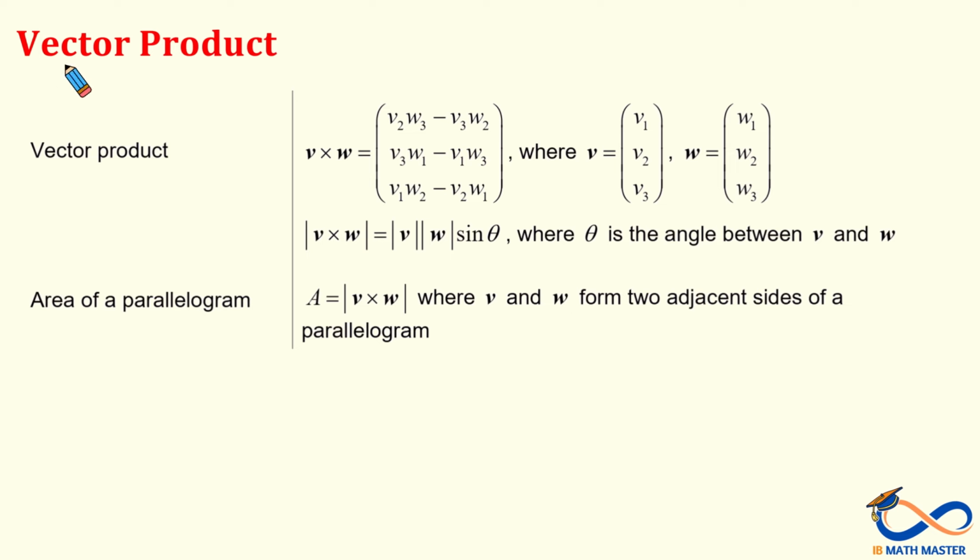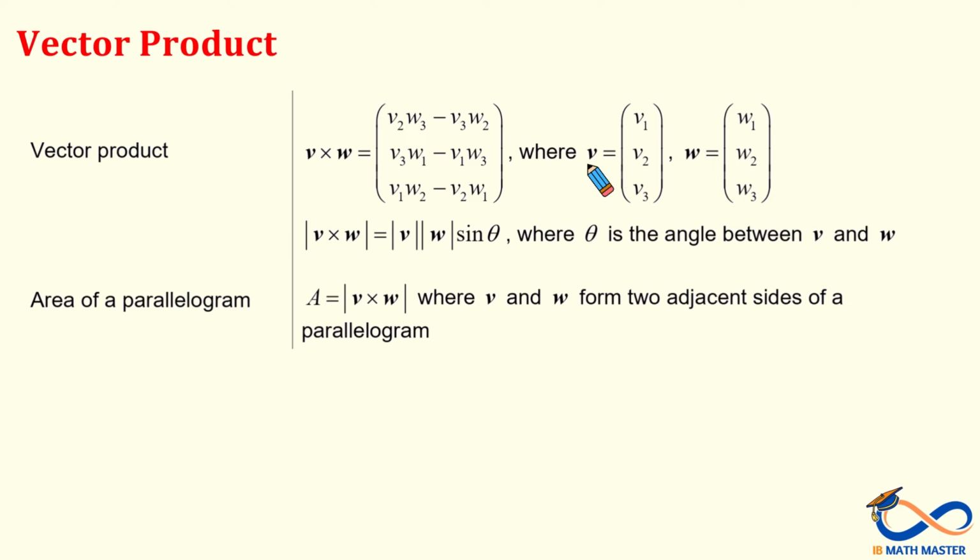Today we will continue our IB Math vector series. Previously we studied the scalar product between two vectors, and in today's lesson we will be studying the vector product between two vectors, or sometimes we call it the cross product. So basically, the vector product is an operation done between two vectors.